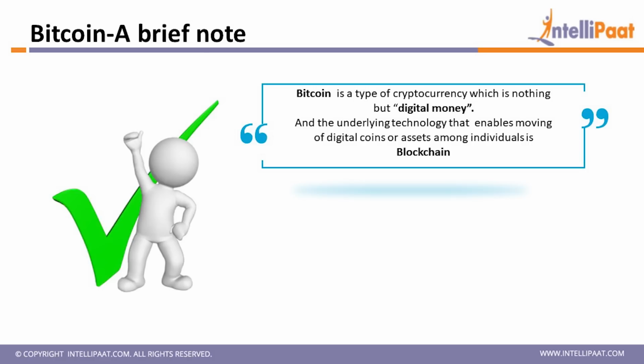When we try to define it, it is a type of cryptocurrency, which is nothing but digital money. The underlying technology that enables moving digital coins or assets among individuals is blockchain. And Bitcoin was the first ever implementation of blockchain. At that time, people thought that only cryptocurrencies could be built and run over blockchain.